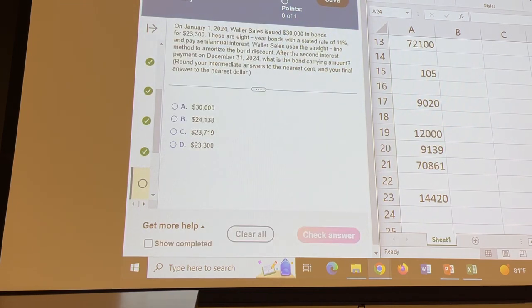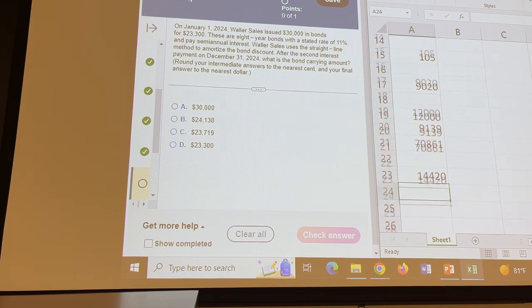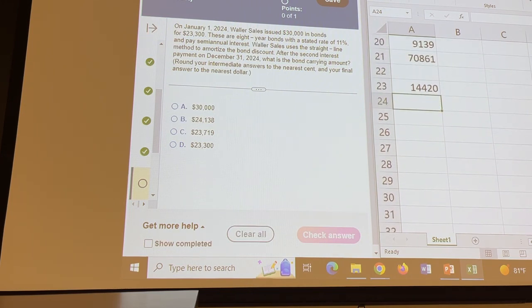Okay, this company issued $30,000 in bonds payable for $23,300. They're 8-year bonds with a stated interest rate of 11%, pay semi-annual interest. They use the straight line method to amortize the bond discount.